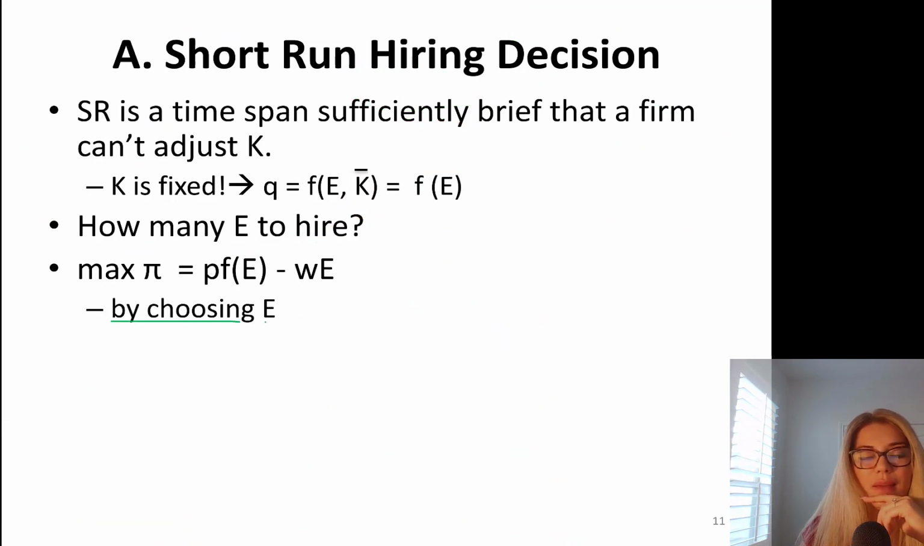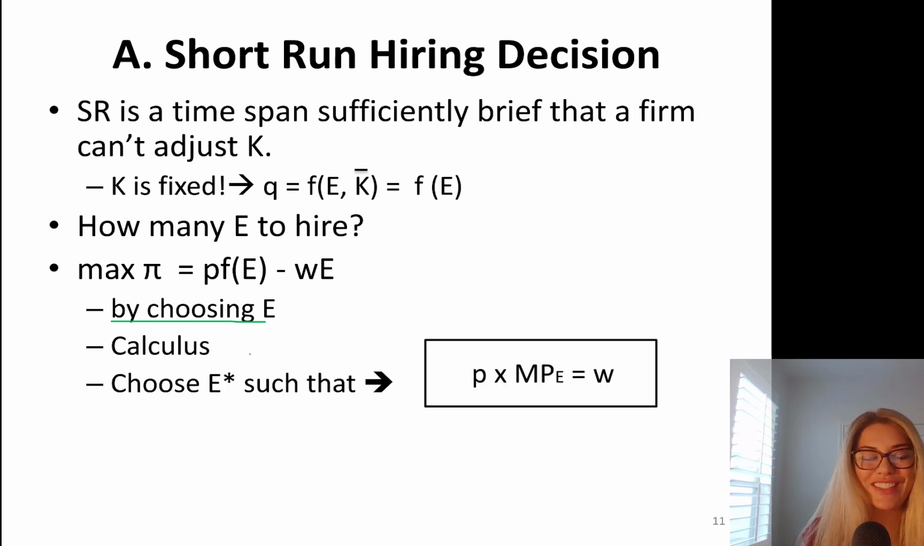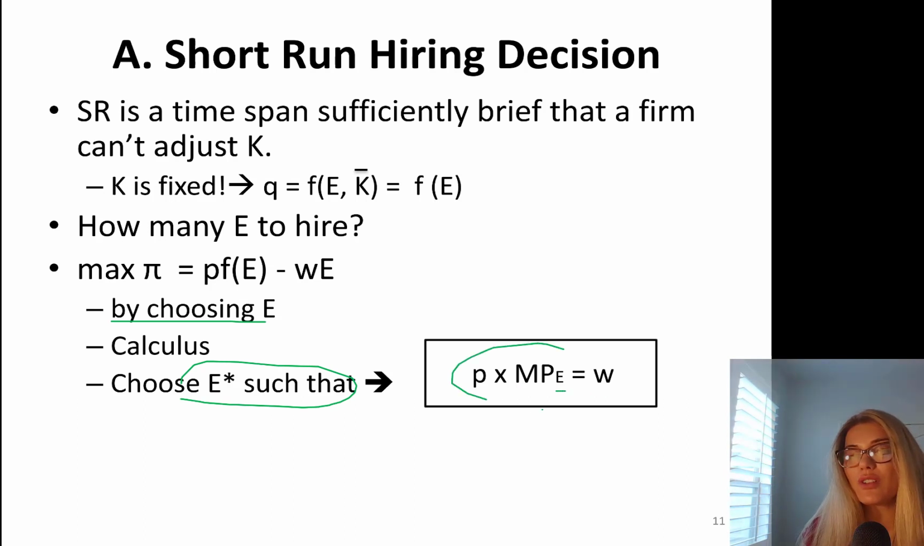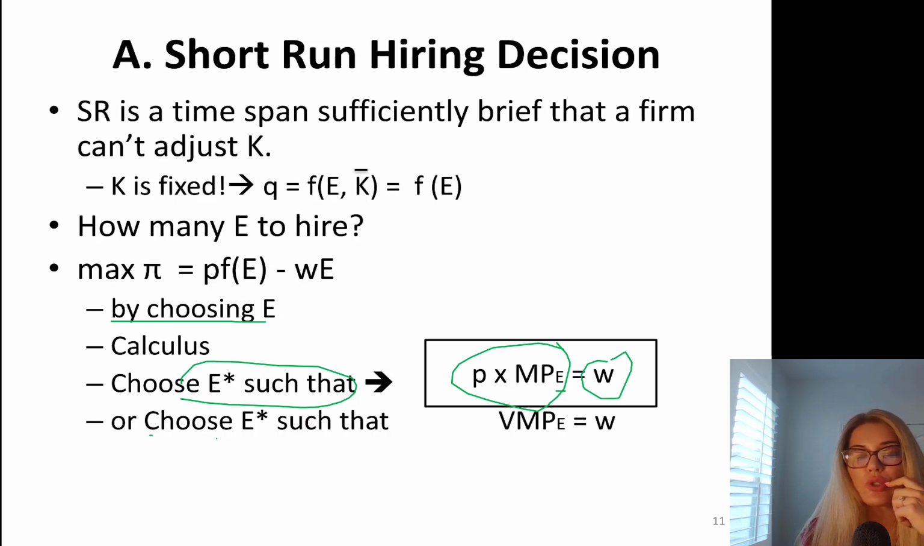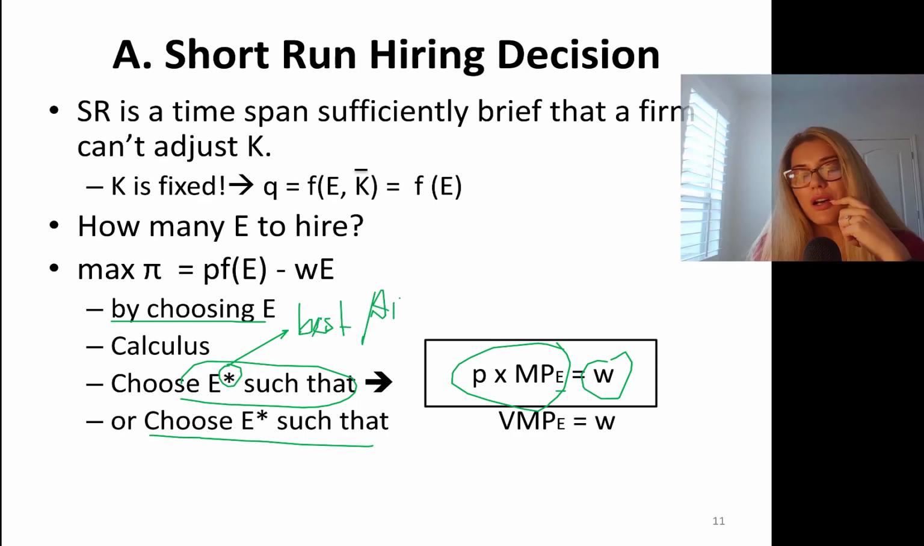So by choosing employment level, calculus, I just showed you everything. So you're going to choose employment level such that price times marginal product of employment, so this is what a worker brings in, is exactly equal to the wage rate. So we will choose optimal. Okay, this star, what does it mean? This means it's the best level of employment. We also call this optimal. For some reason I want to say Optimus Prime, but that's Transformers. Best, optimal, or this is profit maximizing level of employment.